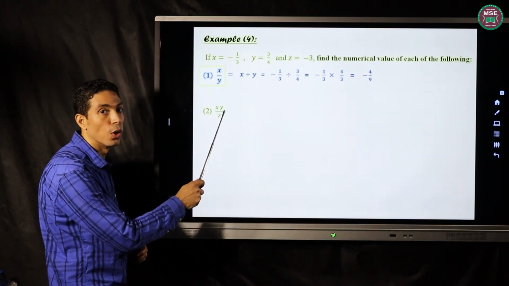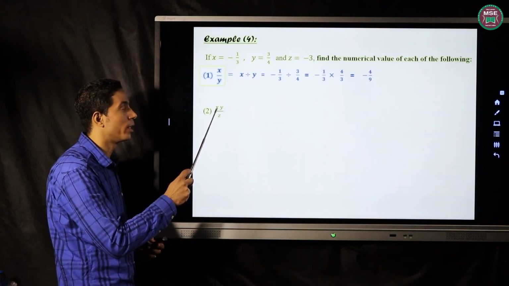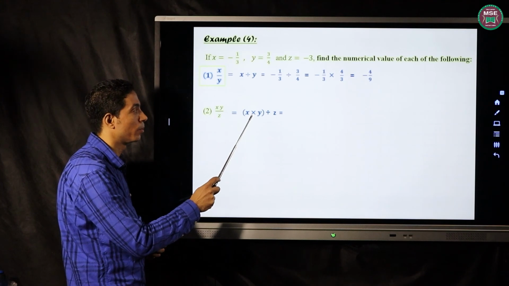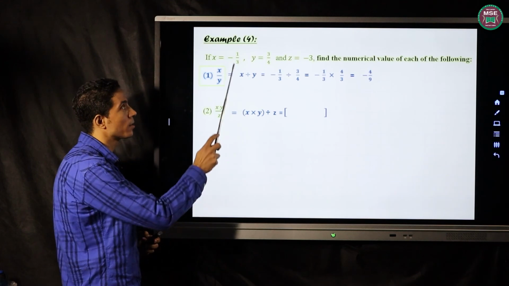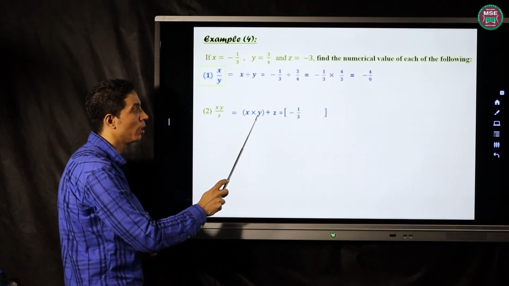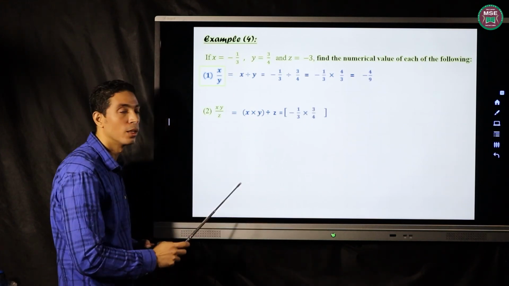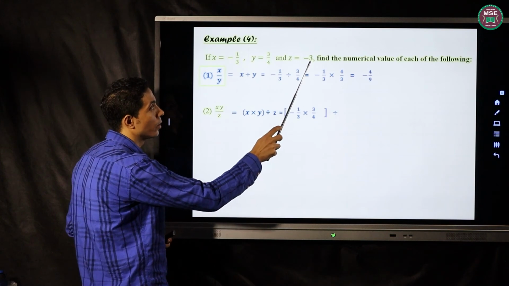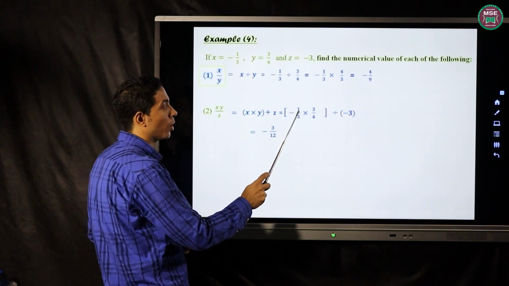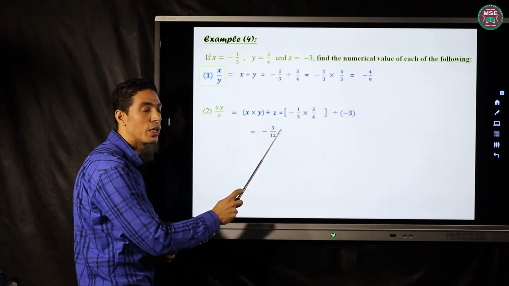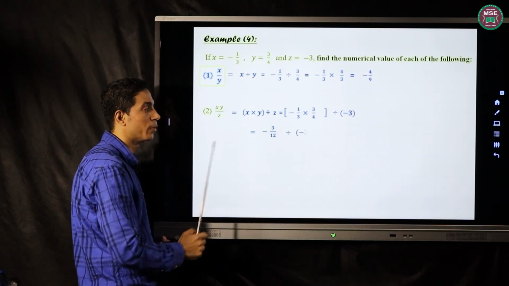Number 2, x times y over z. Between x and y we have a multiplication sign. Then we put x and y inside a bracket, and between them multiplication, divided by z. Then open bracket, x equals negative 1 over 3, y equals 3 over 4, and between these two fractions we have a multiplication sign, divided by z equals negative 3, inside the bracket. And the result: negative 1 times 3 will equal negative 3, and 3 times 4 equals 12, divided by negative 3.